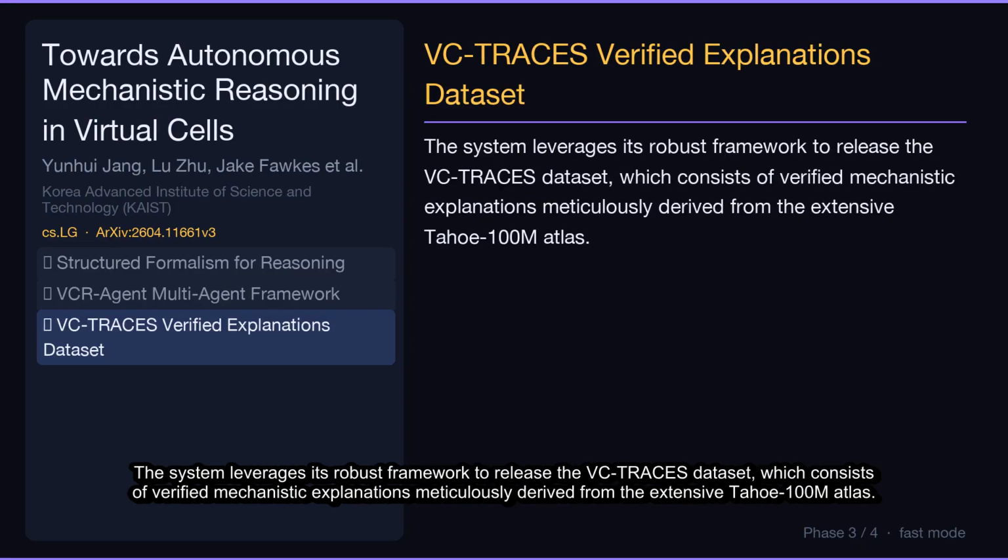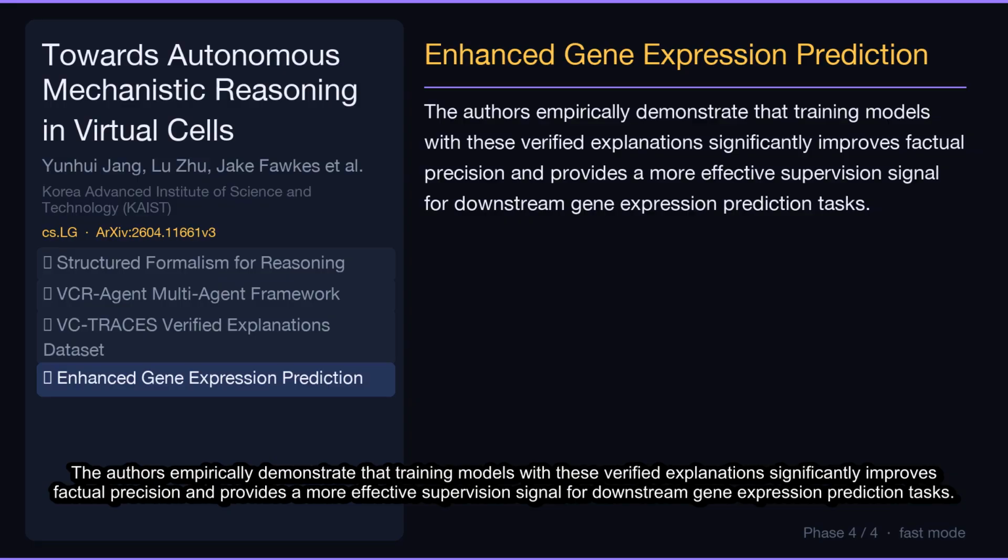The system leverages its robust framework to release the VC Traces dataset, which consists of verified mechanistic explanations meticulously derived from the extensive Tahoe 100M atlas. The authors empirically demonstrate that training models with these verified explanations significantly improves factual precision and provides a more effective supervision signal for downstream gene expression prediction tasks.